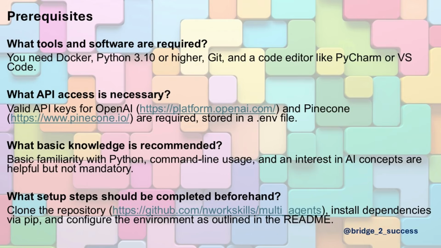Prerequisites: what tools and software are required? You need Docker, Python 3.10 or higher, Git, and a code editor like PyCharm or VS Code. What API access is necessary? Valid API keys for OpenAI, which you get from platform.openai.com, and Pinecone, which you get from pinecone.io, are required, as we store them in the .env file. What basic knowledge is recommended? Basic familiarity with Python and its command line usage and interest in AI concepts are helpful but not mandatory.